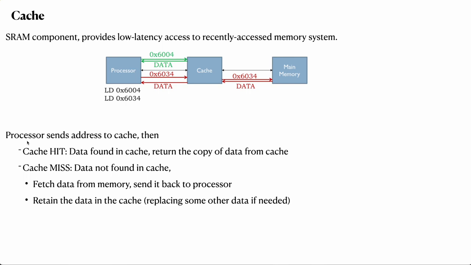If the processor wants to send an address to cache, then if the data is found in the cache, it will return the copy of data from the cache directly, which is called a cache hit, and this usually takes less time. If the data is not found in the cache, then it will go to the main memory to fetch the data and send it back to the processor. It will also retain the data in the cache.